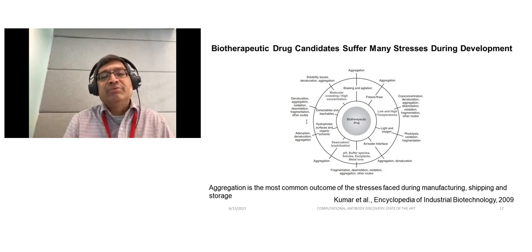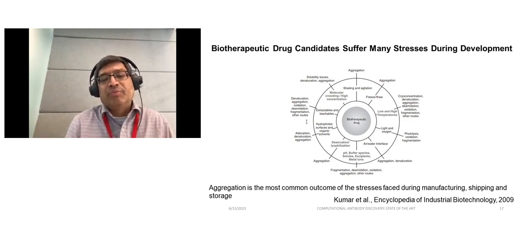One major reason is very simple. If you look at any biotherapeutic drug that goes through product development stages, during its manufacturing, storage and shipping, it goes through many stresses. But at the end of the day, the most common consequence of these stresses is aggregation.